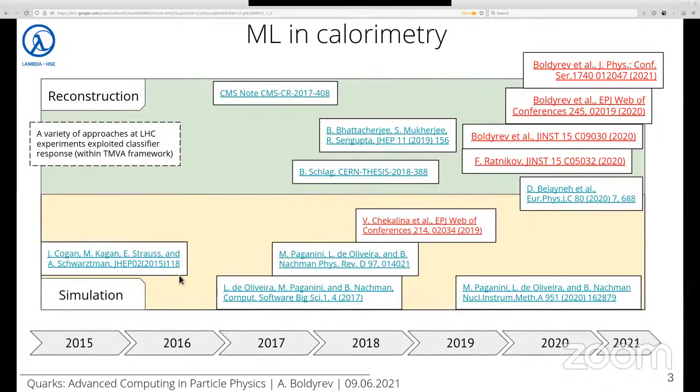This timeline shows the increasing interest in the intersection of high energy physics and machine learning in the case of calorimeters. The papers dedicated to the application of machine learning to event reconstruction in calorimetry are on the light green background at the top. Corresponding applications to simulation for calorimetry are at the bottom. We highlighted our papers in red font.